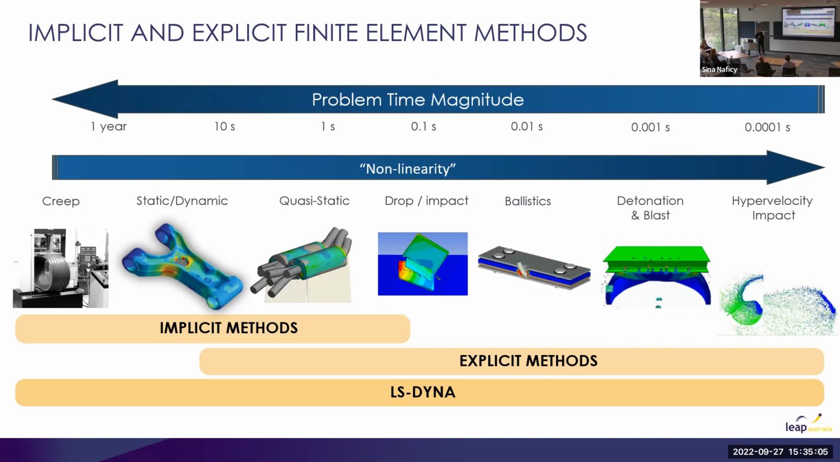So we have implicit FEA and explicit FEA. So explicit handles all of that sort of stuff, all the difficult stuff on the right-hand side. We have a bit of a crossover here, and this is kind of where we live with heart valve simulation. We could use either explicit methods or implicit methods.